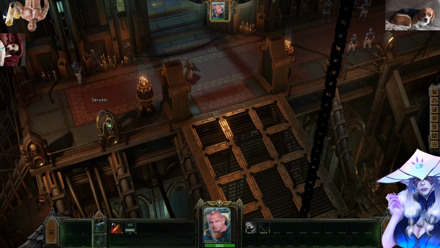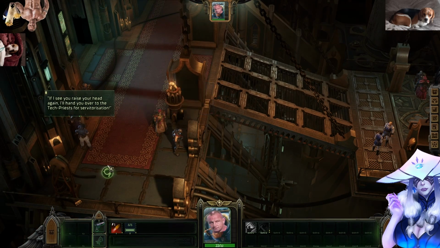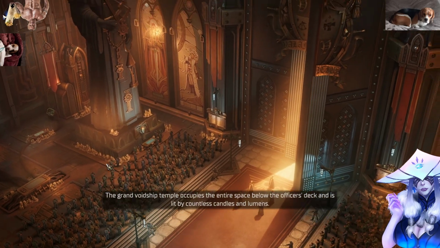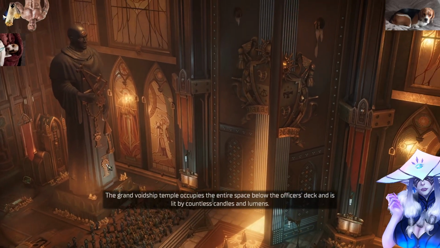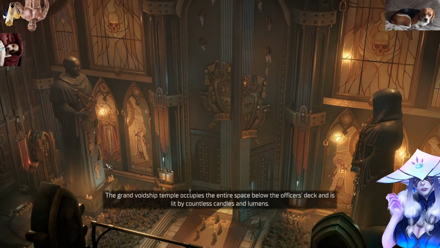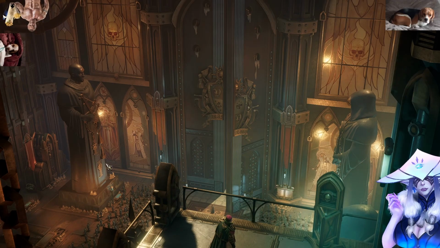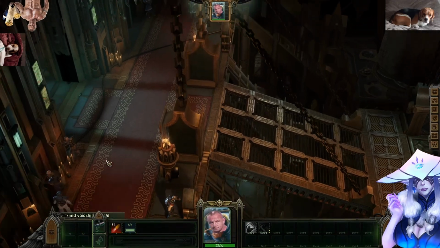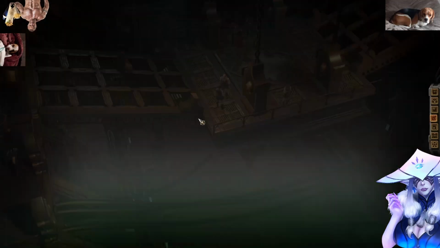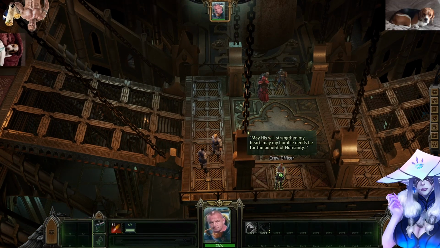Okay. Okay, servitor, you're gonna go crazy. As you approach, something in the servitor's body begins to hum. The Grand Void Ship Temple occupies the entire space below the officer's deck and is lit by countless candles and lumens. Well, as per usual with Warhammer 40k games, it always looks good. The set dressing is always hitting just right.